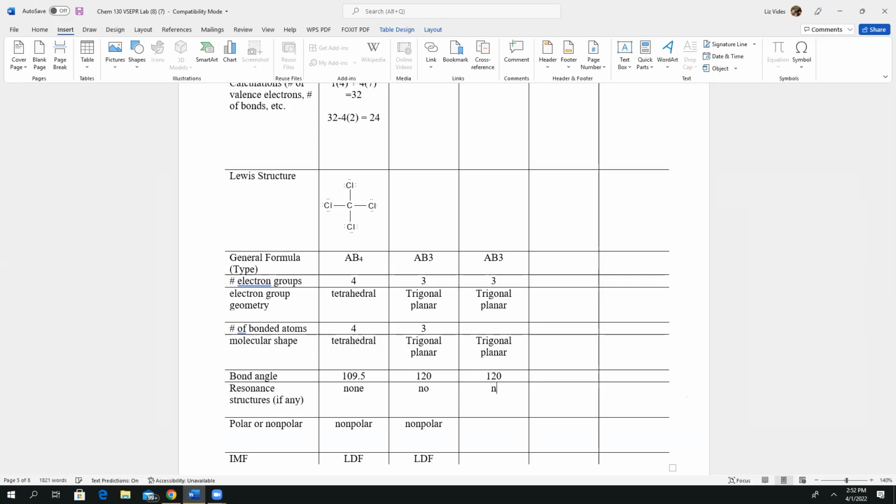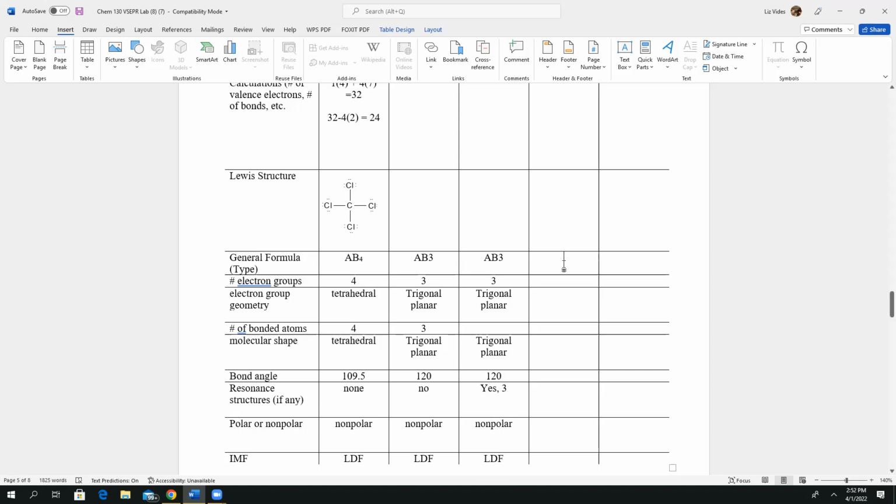So obviously, this one does have Lewis structures, yes. I mean, Lewis structures resonance form, and there are 3 of them because you have one double bond that can move around in 3 different places. And this is nonpolar again. And since it is nonpolar, the only intermolecular force it can have is London.